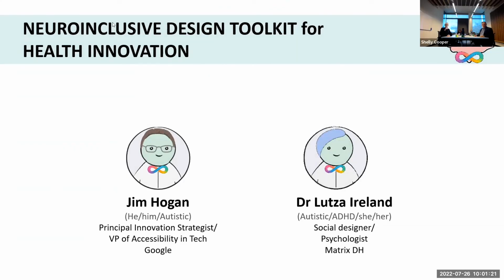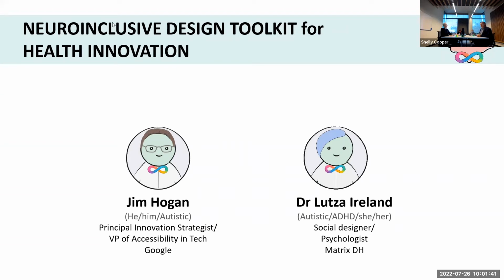So I'm Jim Hogan, and I came from a faraway land called California, and my pronouns are he, him, autistic, and I use autistic as a pronoun because it's my neurological identity, and I want people to understand that I didn't catch autism like malaria walking through a jungle somewhere. I was born this way.